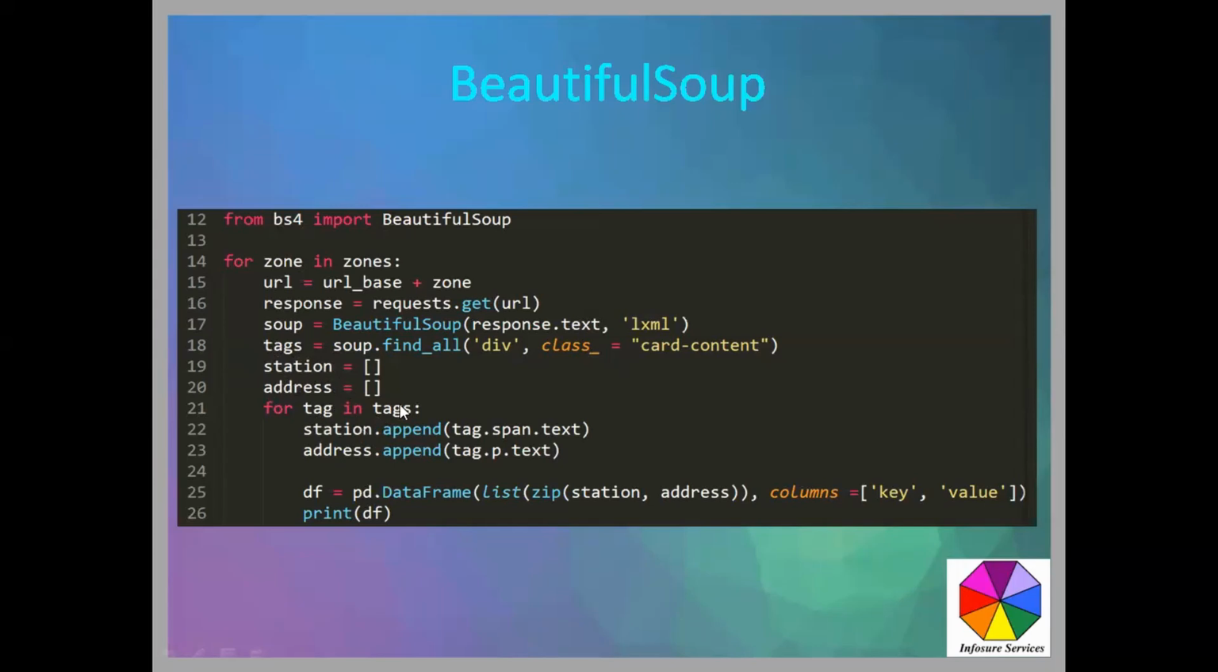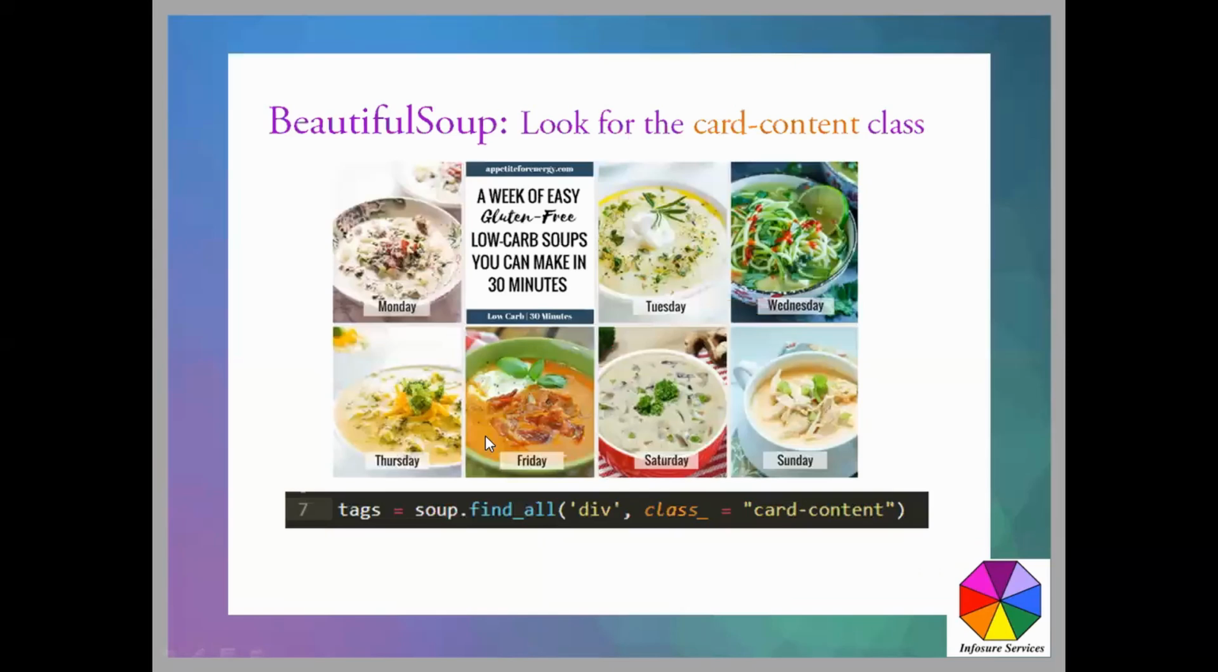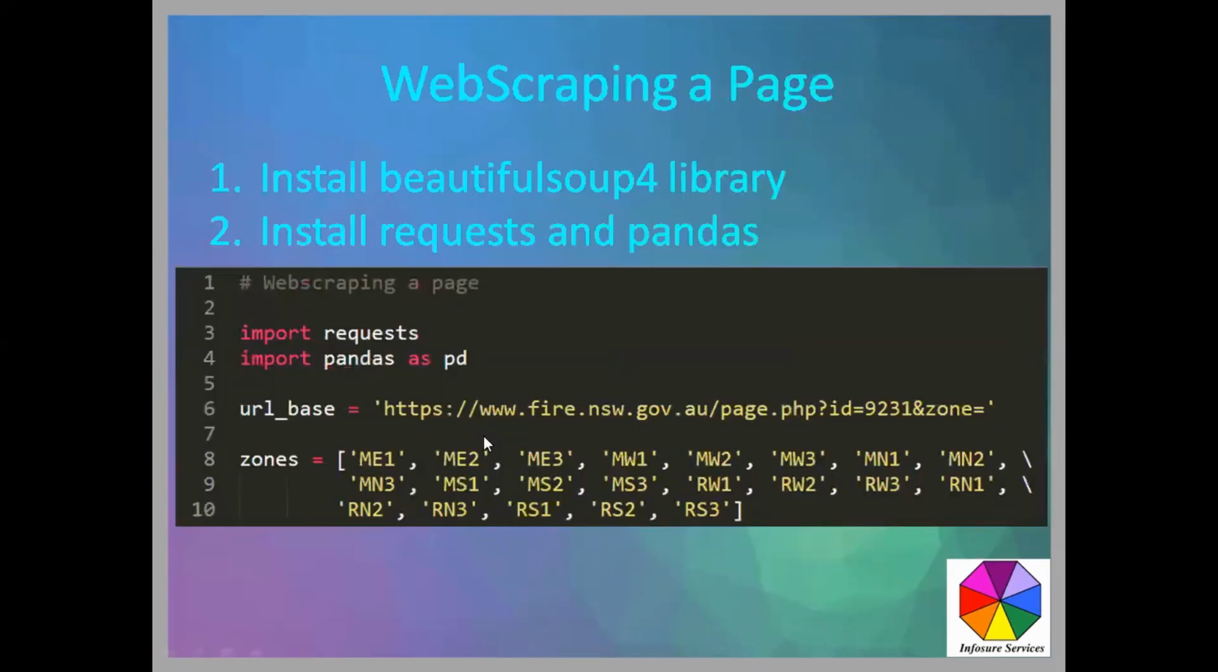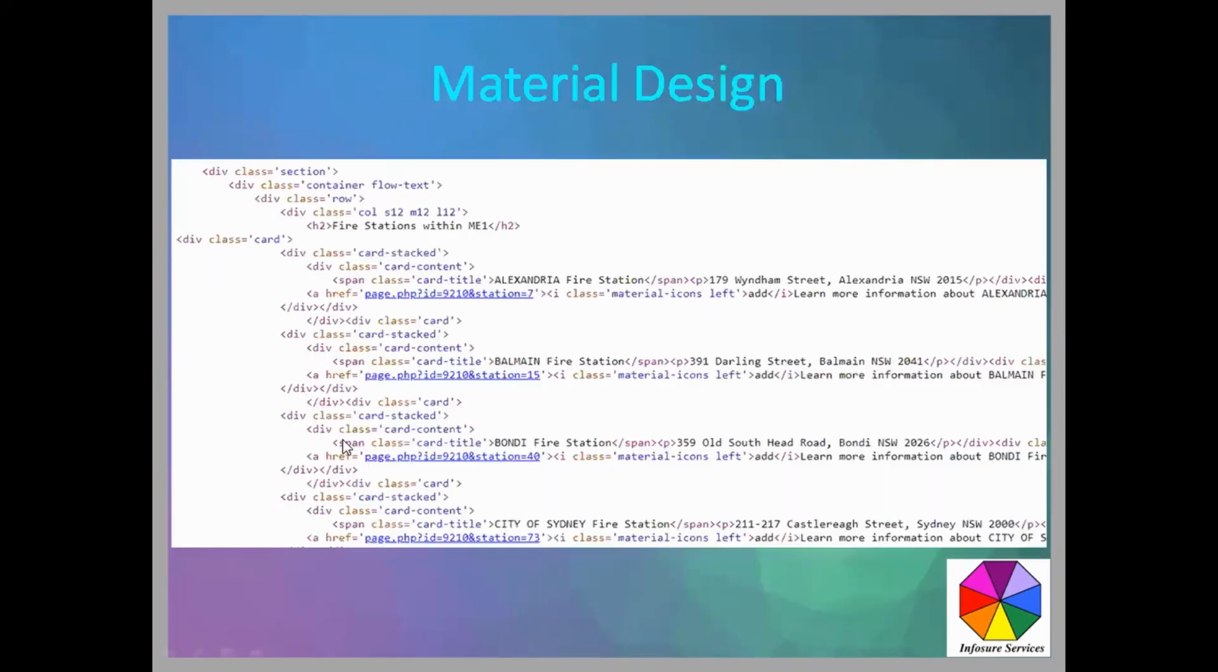We loop through the tags, for tag in tags, and append tag.span.text and tag.p.text. You're looking for span and p, and that's exactly what it is here. Looking for span tags, and looking for the p tag for the address. The span tag is showing the name of the fire station. The p tag shows the address.